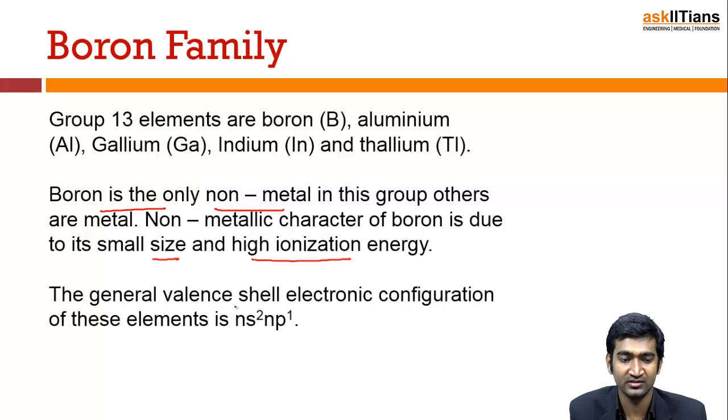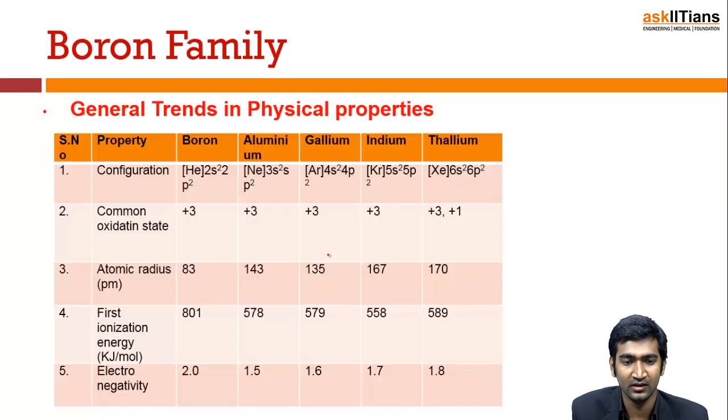And the general valence shell electronic configuration for this would be ns2 np1, because, as I said, it is group 13, right? So the last electron will enter the p orbital, and that is only one electron. So ns2 np1. And these are some of the general trends, guys. You can see the configuration of boron, aluminium, gallium, indium and thallium. It will be like this. They all will be one. It's written wrong here.